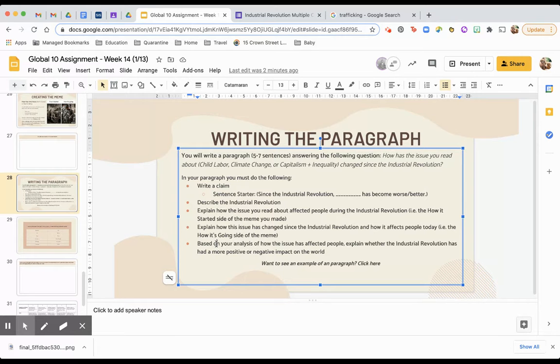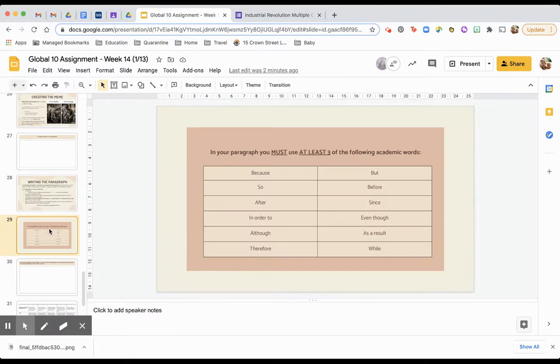Then finally, based on your analysis of how the issue has affected people, explain whether the Industrial Revolution has had a more positive or negative impact on the world. So you'd say, based on this information, the Industrial Revolution has had, let's say you think negative, a negative impact on the world because it led to the increase of child labor, especially children of color in developing countries who are forced to work without any sort of pay, whatever it might be. And that'll be it.